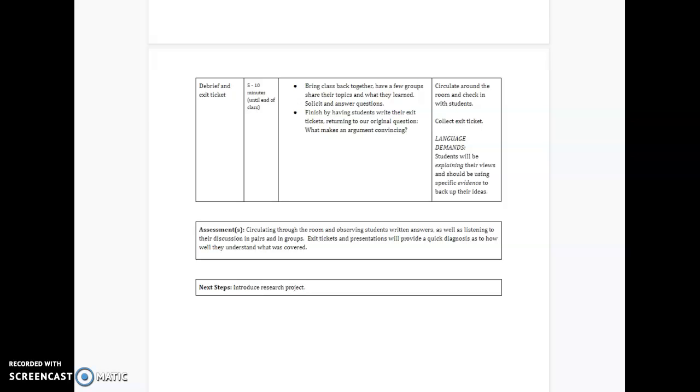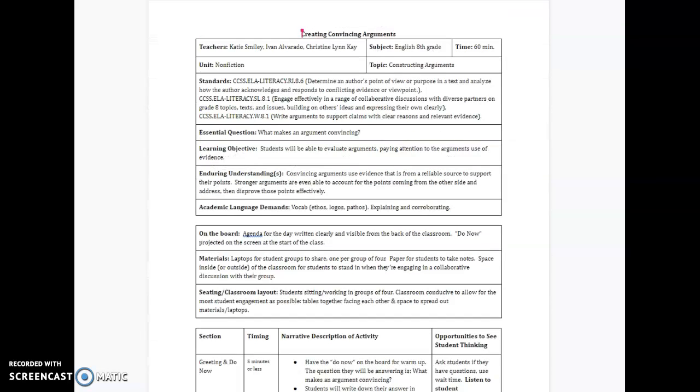What is important about this lesson plan, in addition to the curriculum map, is that they focus on the greatest amount of differentiation and engagement as possible.